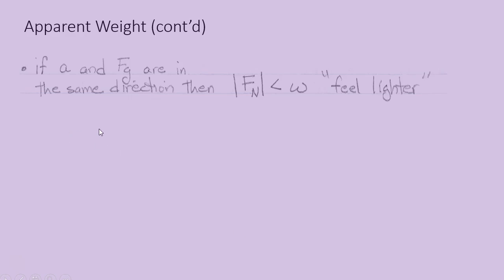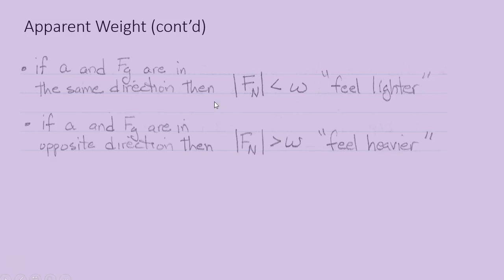So let's take a look at summing up what that means. If acceleration and force of gravity are in the same direction, then the magnitude of the normal force is going to be less than your weight, and you're going to feel lighter. On the other hand, if acceleration and force of gravity are in opposite directions, then the magnitude of the normal force is going to be greater than your weight, and you're going to feel heavier. Finally, if the acceleration is equal to the force of gravity, both in magnitude and direction, then the normal force is going to be zero and we will feel weightless.